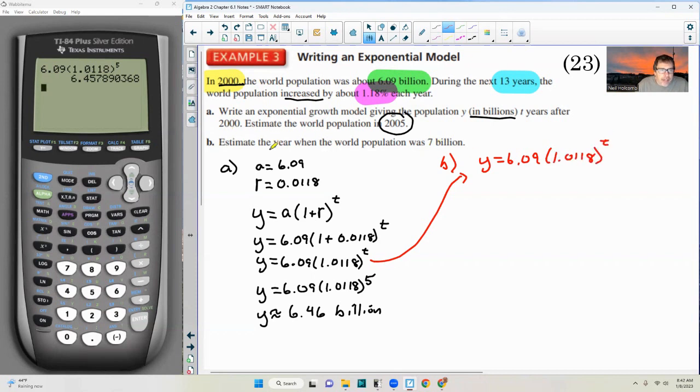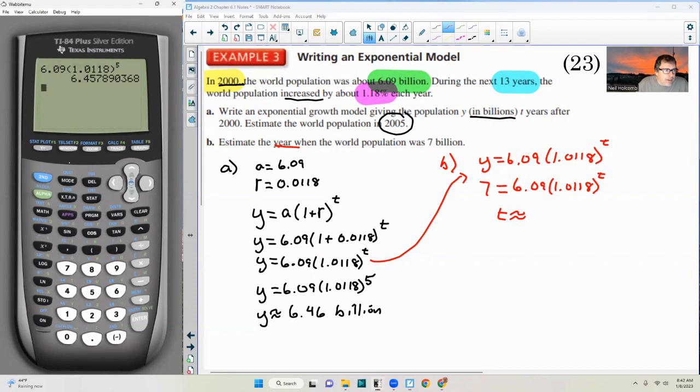Now we're trying to find out the year. And again, we can't do this without doing logs, so we'll have to use our calculator. And when y was 7 billion, so 7 equals 6.09 times 1.0118 to the t. We're trying to find what t approximately is.